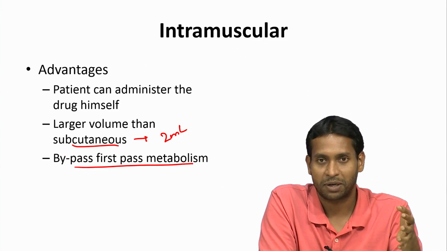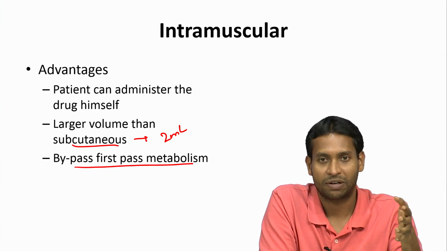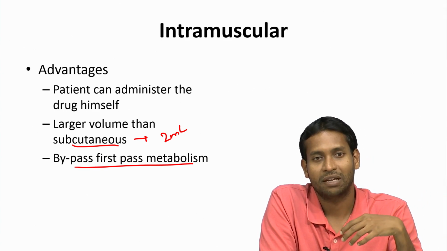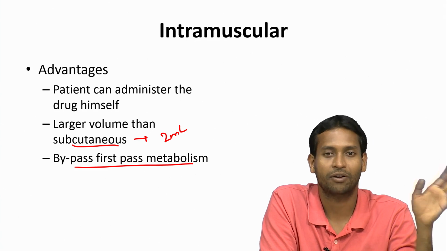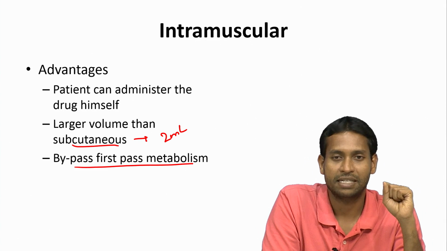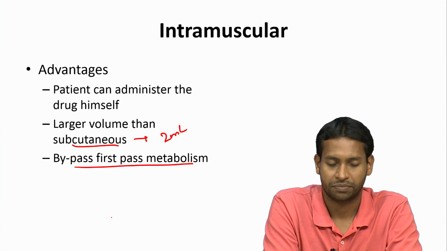So, what is first pass metabolism? It is the metabolism that happens if you eat something orally: most of it first has to go through the liver, which is a metabolizing organ, and that will ensure that quite a lot of your drug is already metabolized before it can act on its functional target. So, through both the intramuscular and subcutaneous routes you can bypass this particular metabolism.